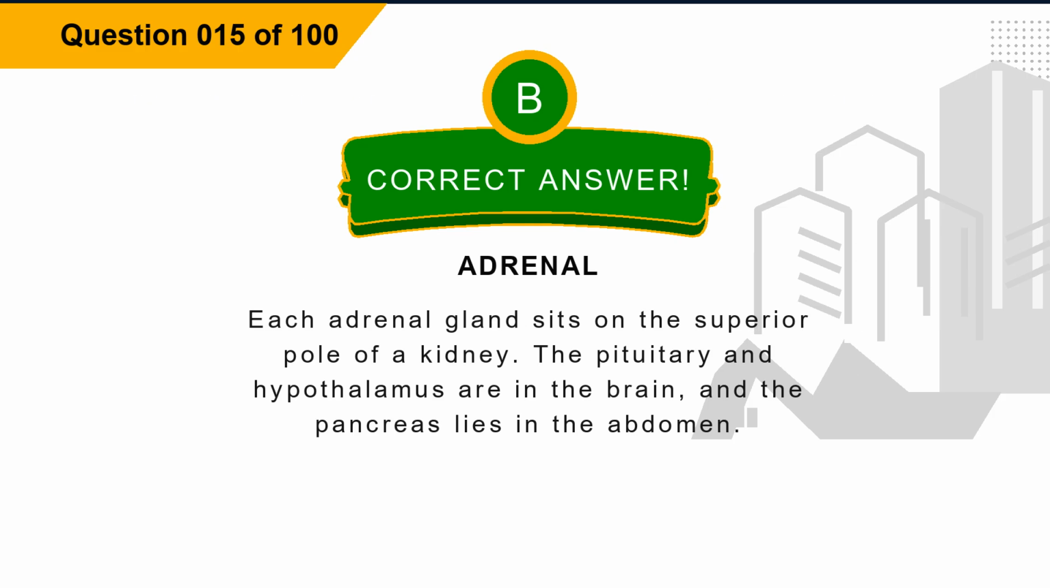Explanation. Each adrenal gland sits on the superior pole of a kidney. The pituitary and hypothalamus are in the brain, and the pancreas lies in the abdomen.